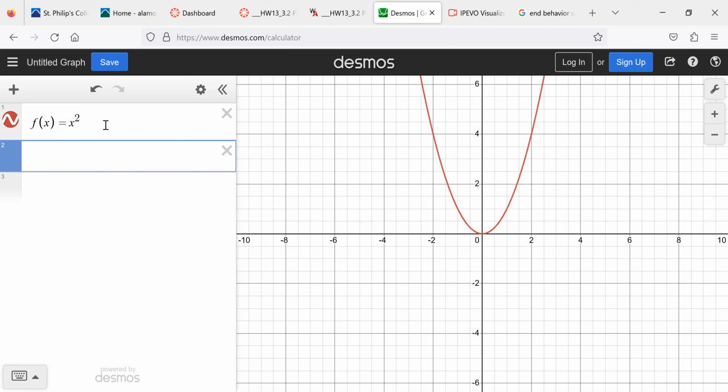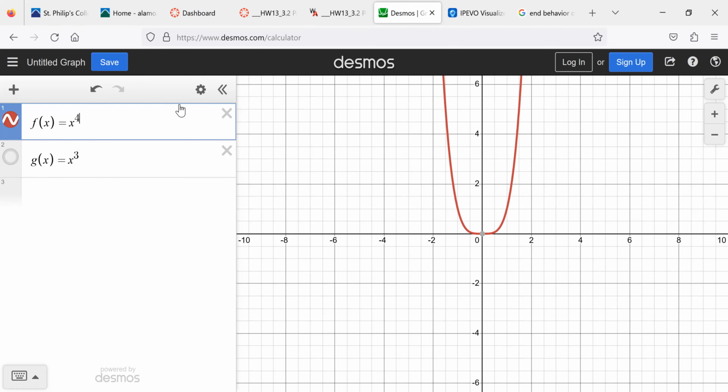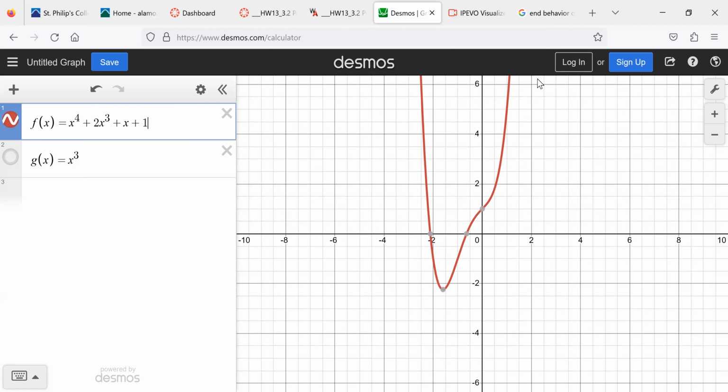What the parabola and the cubic function look like, right? Now, if you were to add higher powers, but they're still even, they kind of still resemble the parabolic shape. See what I'm saying? It's still kind of like a parabola.